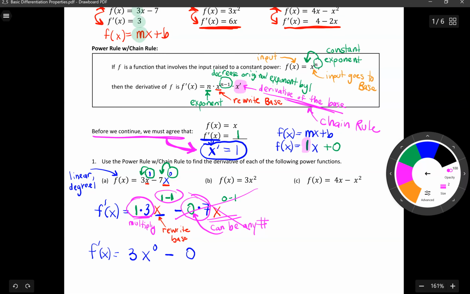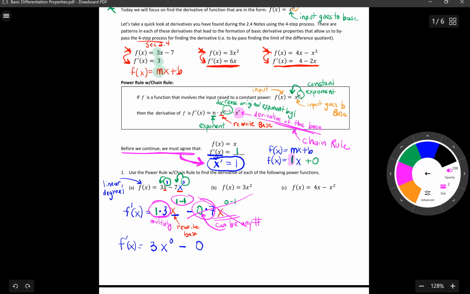Okay, this still doesn't look like what we got earlier, right? I'm supposed to get that the derivative is just a 3, and I have this yucky stuff here. So let's clean it up a little bit more. Let's finish cleaning that up.